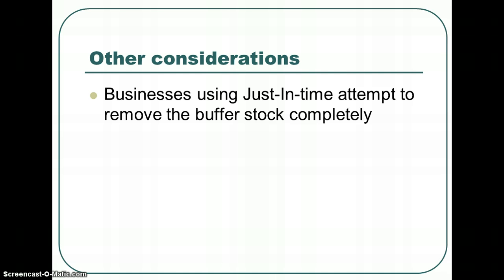So, when it comes to stock control, there are lots of other things that need to be considered. Is the business using just-in-time to remove the buffer stock completely? We talked about just-in-time as one of these Japanese methods. It means the stock is delivered just in time for you to use it. So therefore, you don't use a buffer stock. In theory, you order that stock and it's delivered in time.